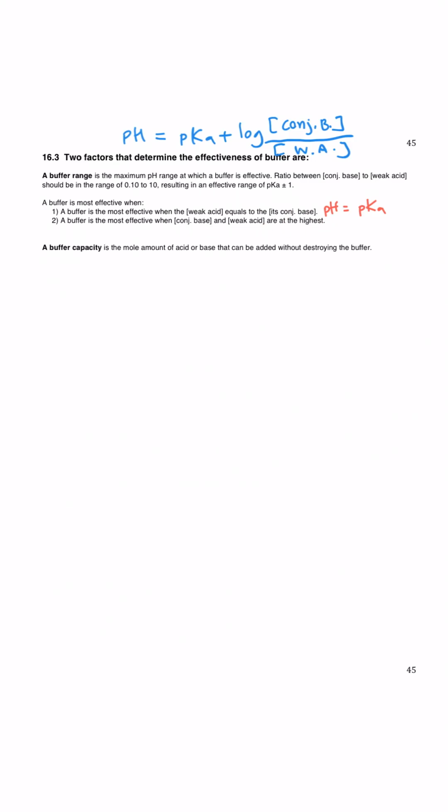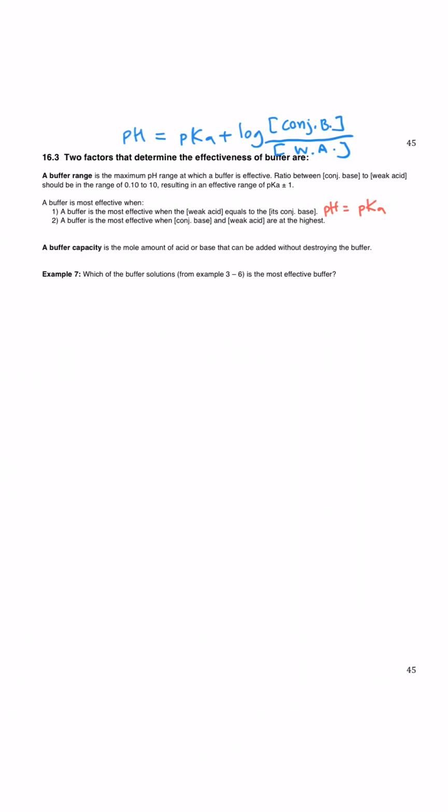Even though a buffer solution can resist a large pH change, it will work only when a small amount of strong acid or base is added to the solution. If the amount of added acid or base is more than the buffer can handle, it will destroy the buffer. Therefore, buffer capacity is the mole amount of acid or base that can be added without destroying the buffer.